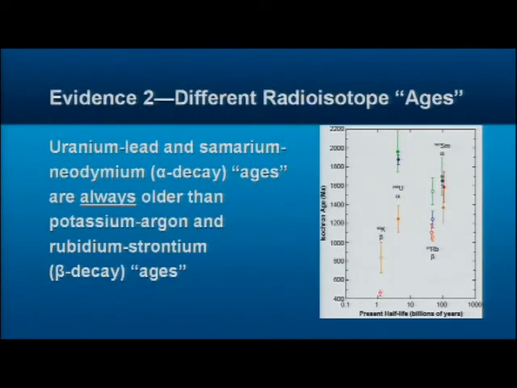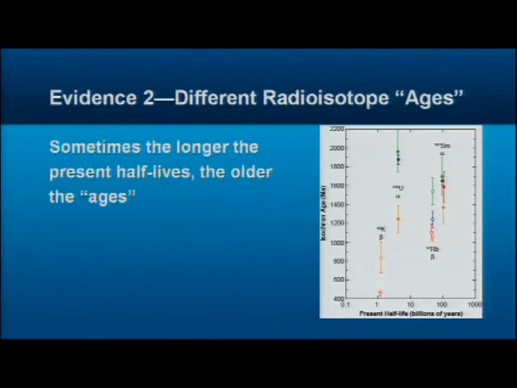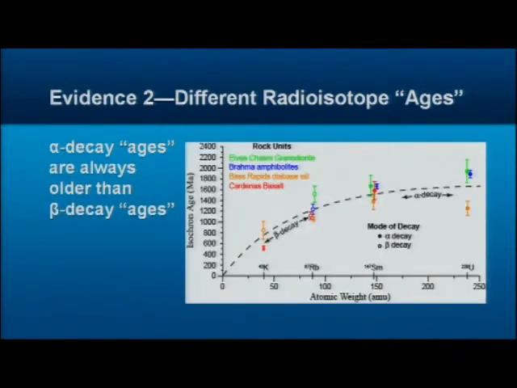The uranium and samarium-neodymium ages, the alpha ages, are always older than the potassium-argon and rubidium-strontium beta decay ages. And sometimes the longer the present half-lives, that's the slower the decay rate, the older were the ages. So rubidium, which had a slower decay rate, was always older than potassium, which has a faster decay rate.